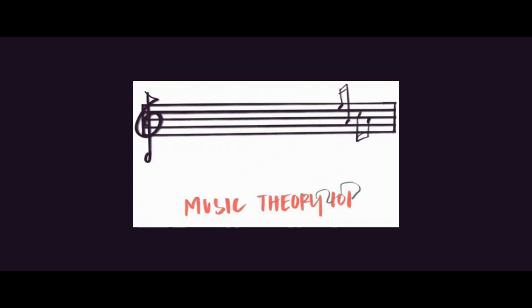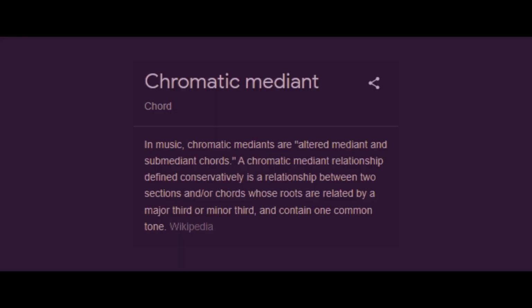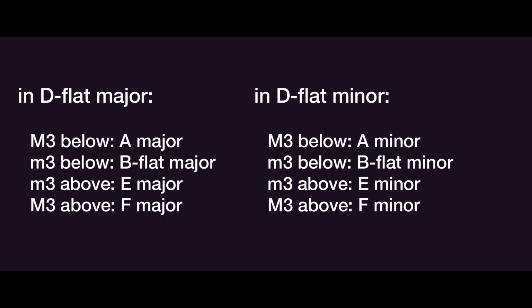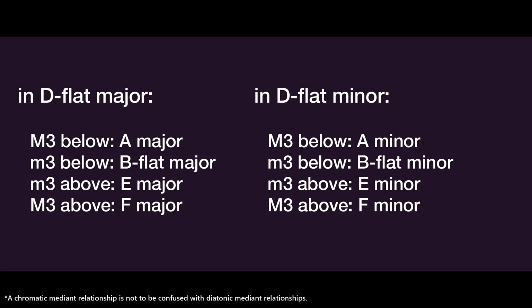Chromatic mediants are chords with their roots spaced a major third or a minor third apart that bear the same chord quality. The chromatic mediant can go a third below the root or a third above the root. A chromatic mediant relationship is different from diatonic mediants and should not be used interchangeably.